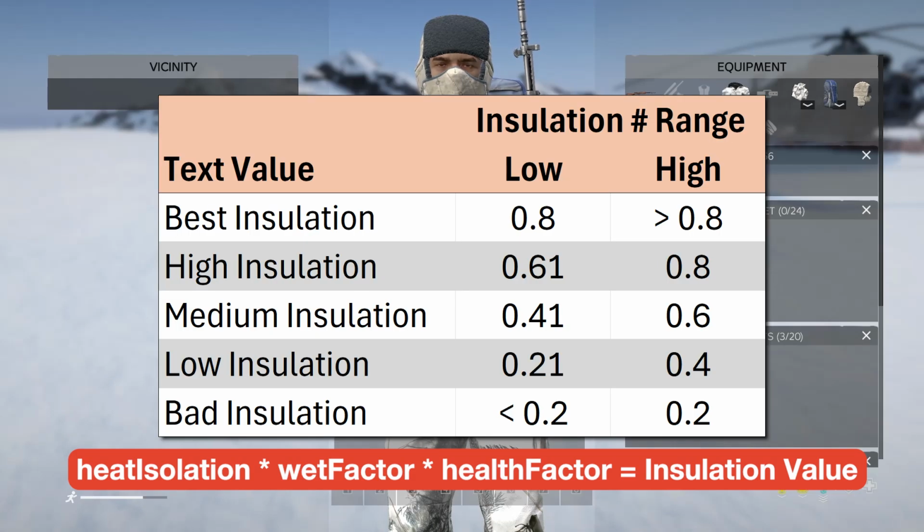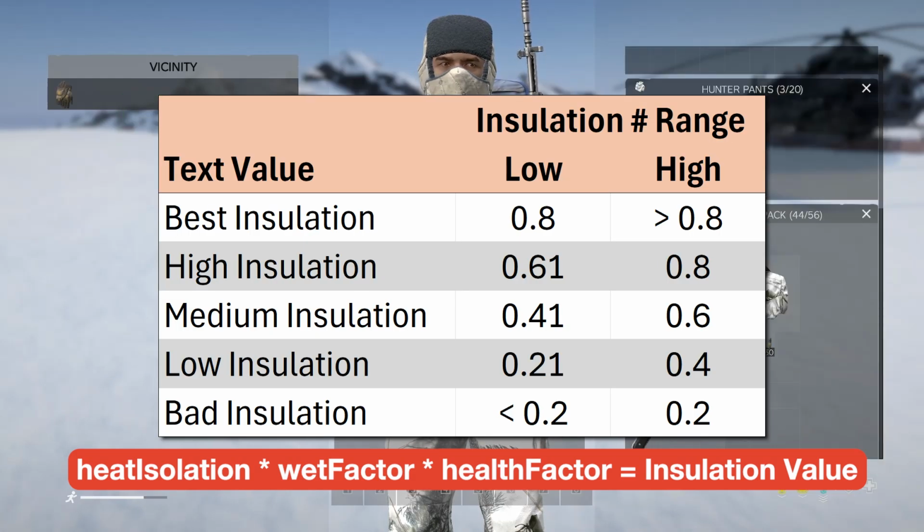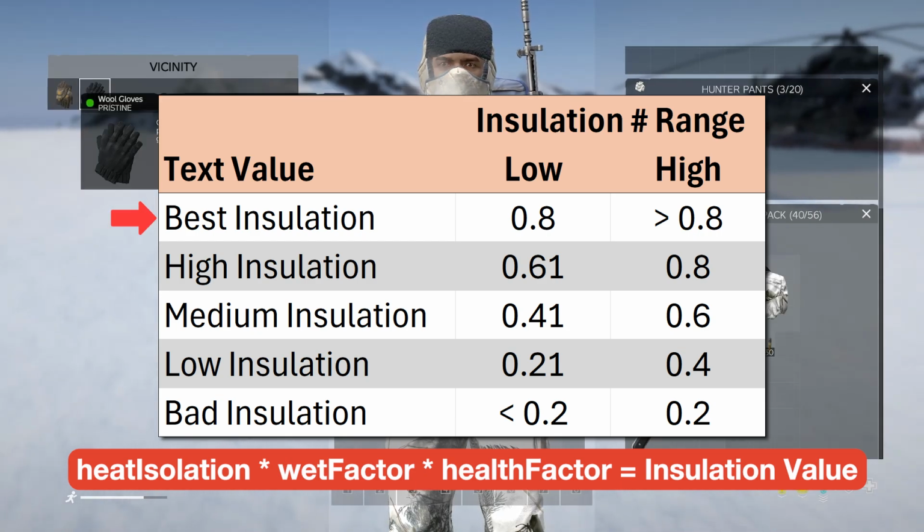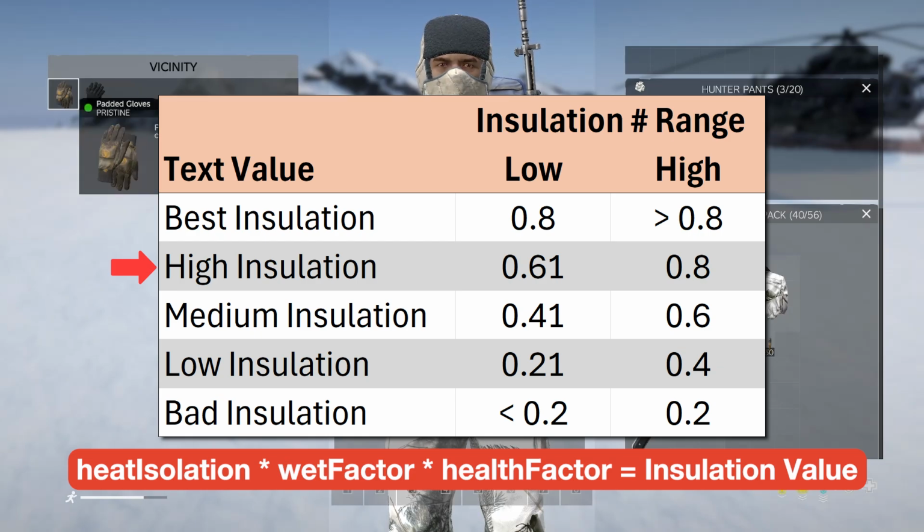Here are the ranges of how the numeric insulation values translate to the text values we see on the item status tooltip. 0.8 and above is best insulation. 0.61 to 0.8 is high, and so on. Anything below 0.2, including 0.2, is bad insulation.